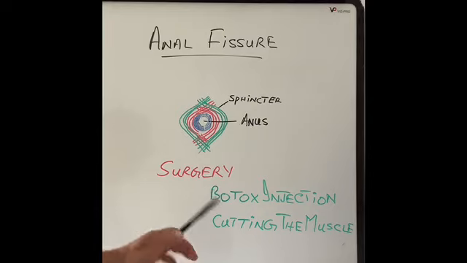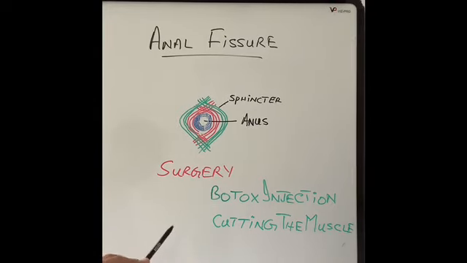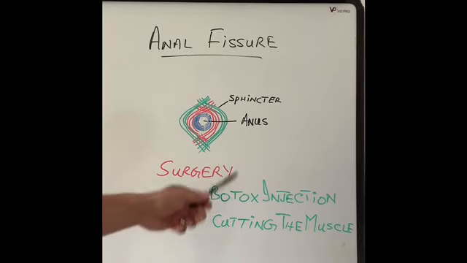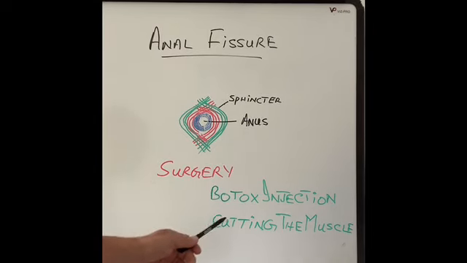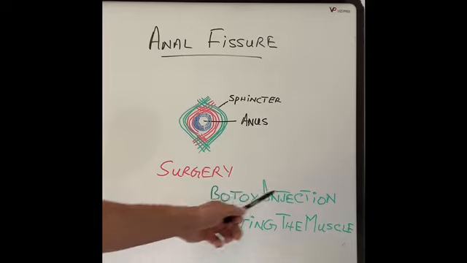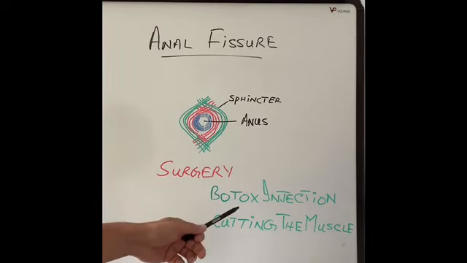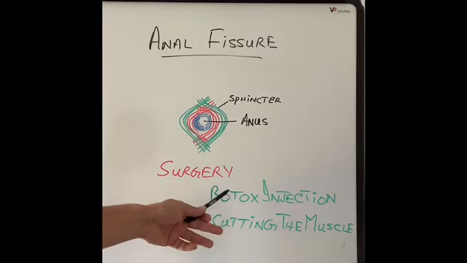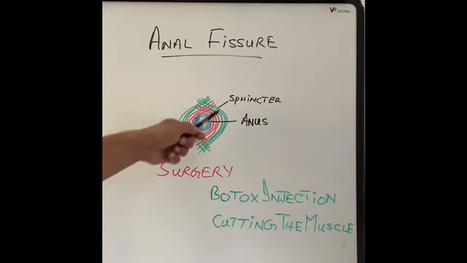Now there are different types of operations available. I won't go into details of them. One of the treatments is Botox injection. Both these operations are done under general anesthetic in the hospital. They are day care operations, so patients come and go on the same day. Patients are put to sleep and Botox is injected in this muscle around.